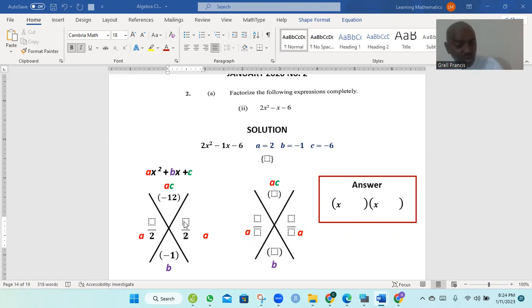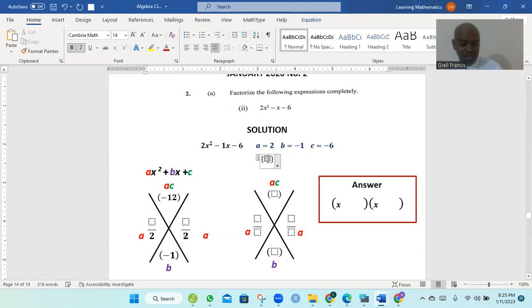When you multiply them, you're supposed to get AC, which is -12 in that case. And when you add them, you're supposed to get B, which is -1 in that case. So these two numbers are factors of -12. So it would be a good idea to list the factors of -12 in pairs, because when you multiply them, you're supposed to get -12, and when you add them, you're supposed to get -1. So let us list them in pairs here, in little brackets.